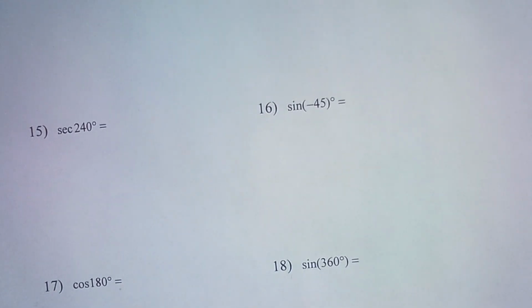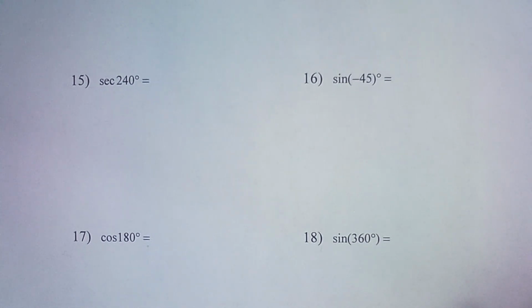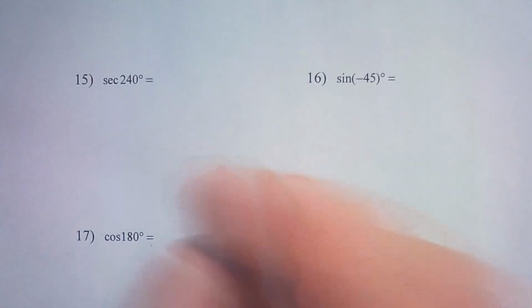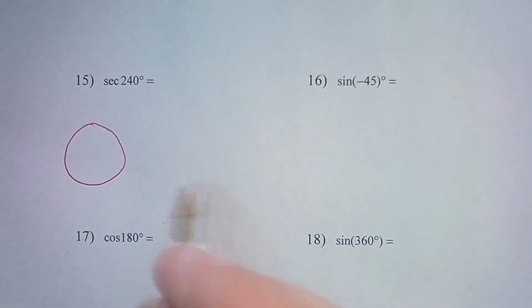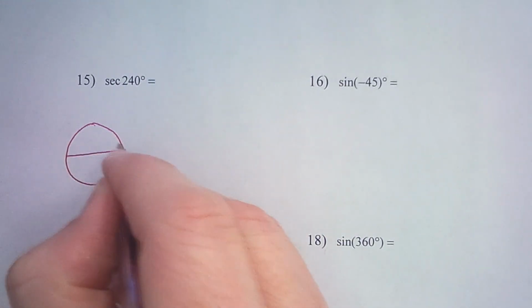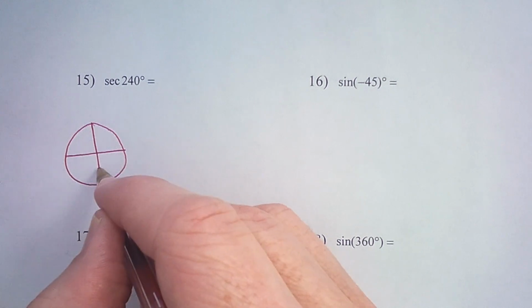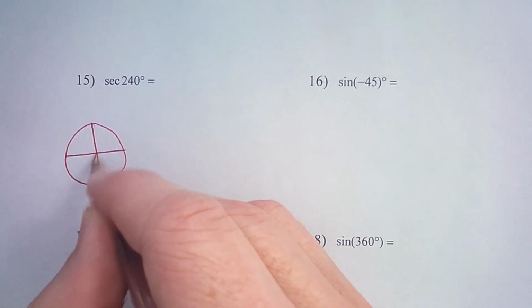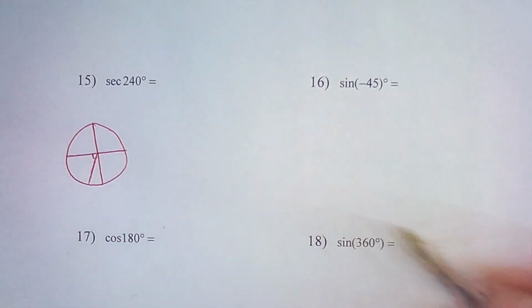We're going to do number 15 first. Number 15 is secant 240 degrees. So I will draw a triangle, and then put in my x and y axis. 240 degrees, if we rotate all the way to here, we're at 270, so we're going to be a little bit short of that. So 240 degrees goes right about there. Now we need to find the reference angle measure right there.